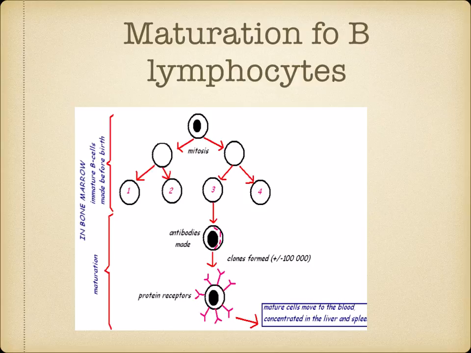Antibodies in the cells form the protein receptors, which are displayed on the cell surface. And these receptors are what combine with specific antigens. So if the antigen is present, the cell surface receptor will recognize it, and then your B cell is going to produce antibodies. So these mature B cells will move to the blood and concentrate in the spleen and liver.